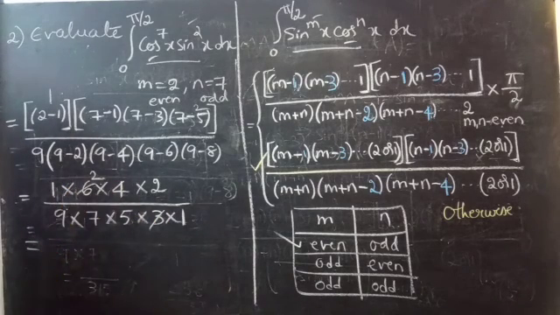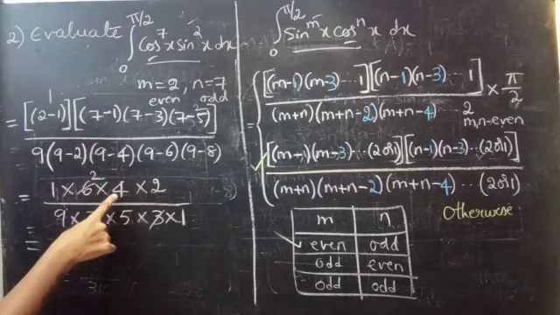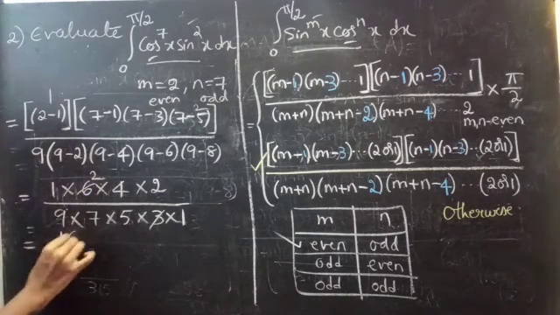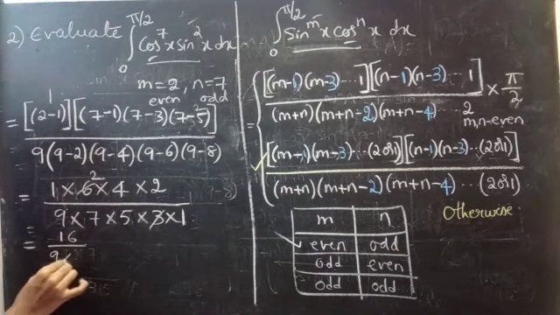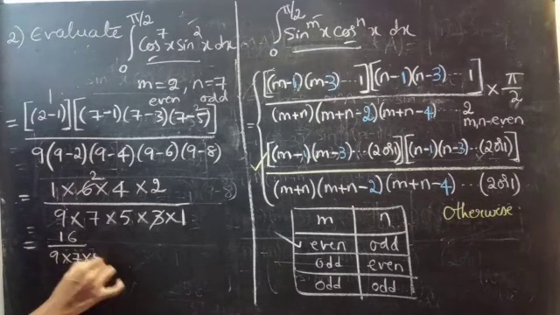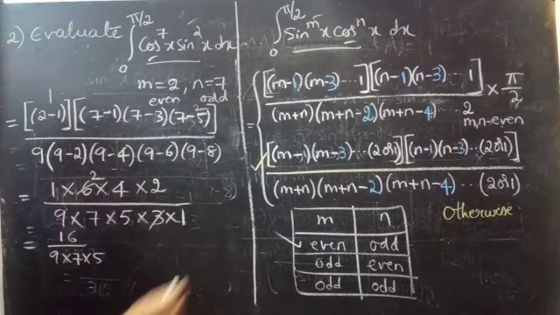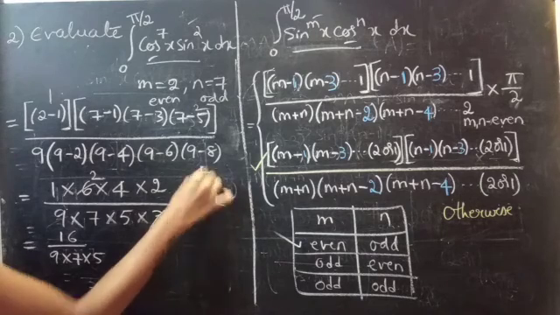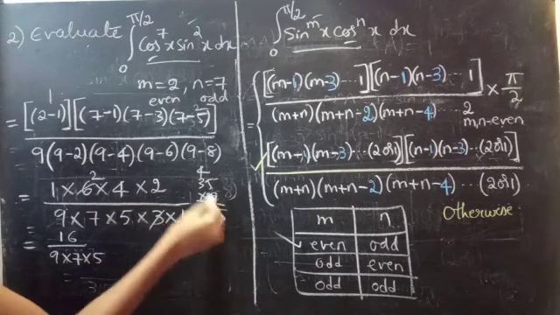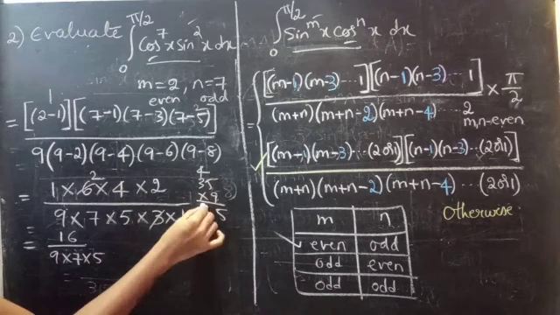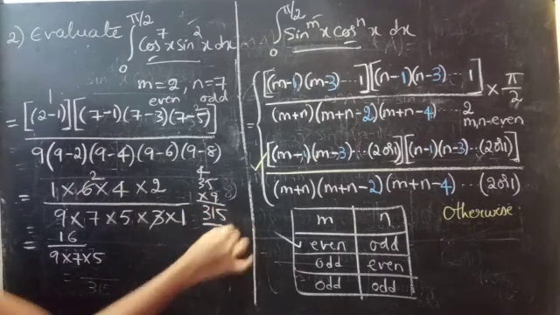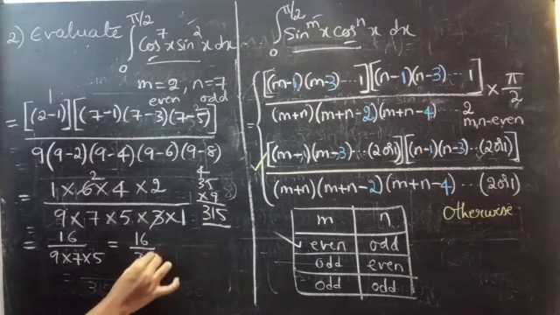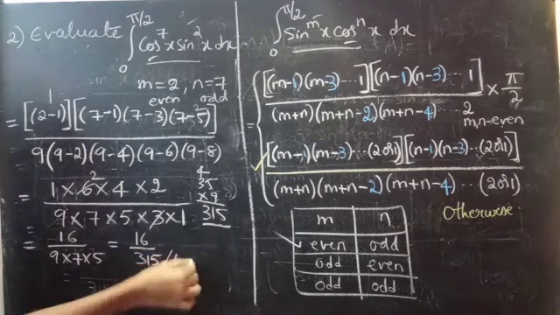So this equals 3 twos are 6, 2 fours are 8, 8 twos are 16. This equals 16 divided by 9 into 7 into 5. 9 fives are 45, 9 threes are 27, 27 plus 4 is 31. So this equals 16 over 315, which is the required answer.